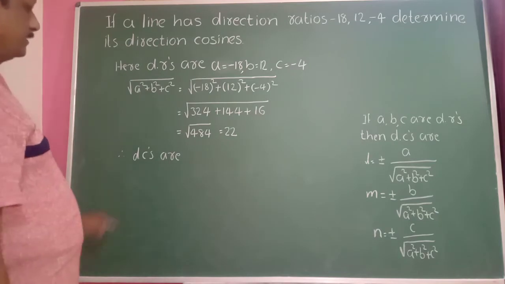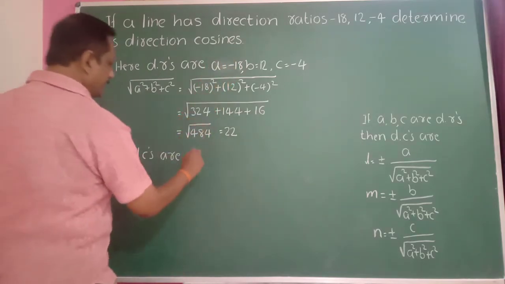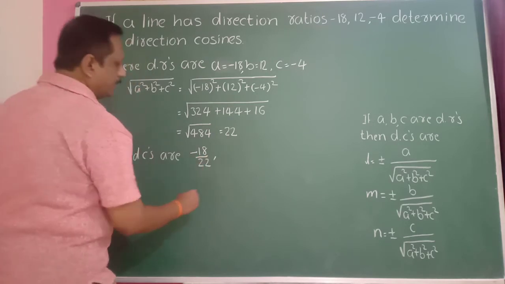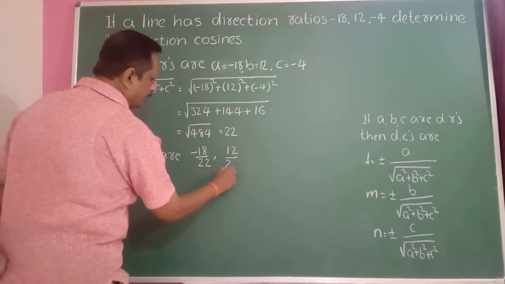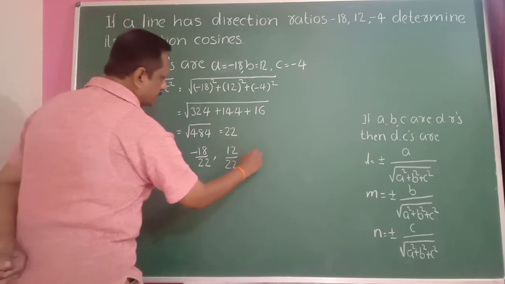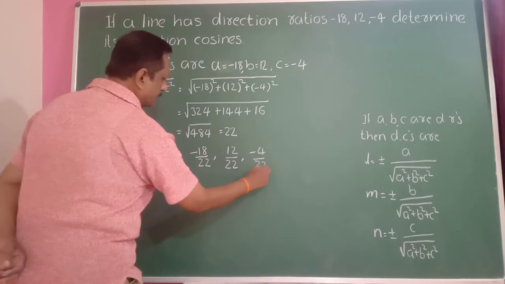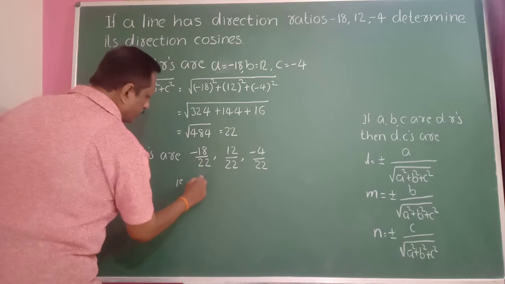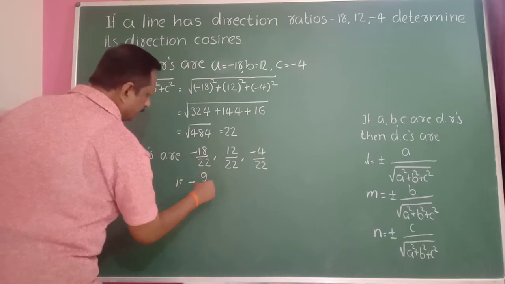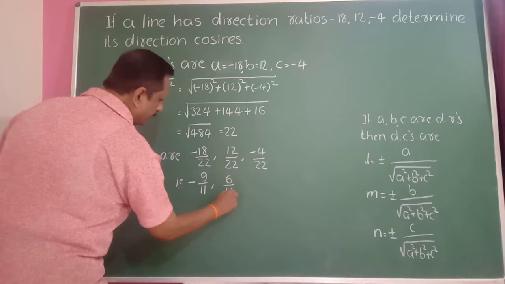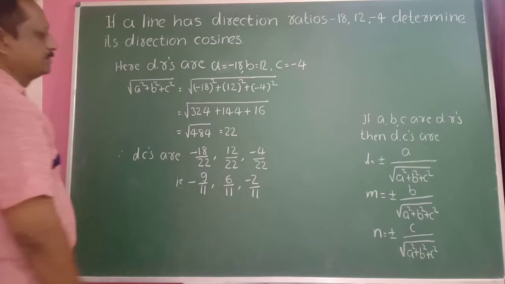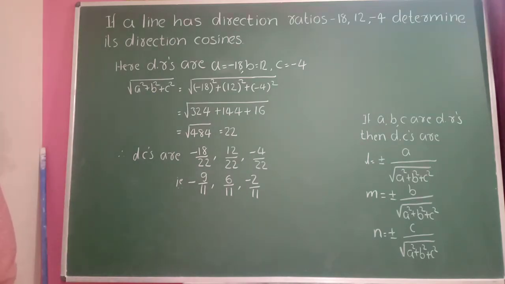22. Hence the direction cosines are minus 18 divided by 22, then 12 divided by 22 and minus 4 divided by 22. Okay, that is, minus 2 9s are 18, 2 6s are 12, 2 2s are 4, 2 11s are 22. So minus 9 by 11, 6 by 11, minus 2 by 11. These are direction cosines here.